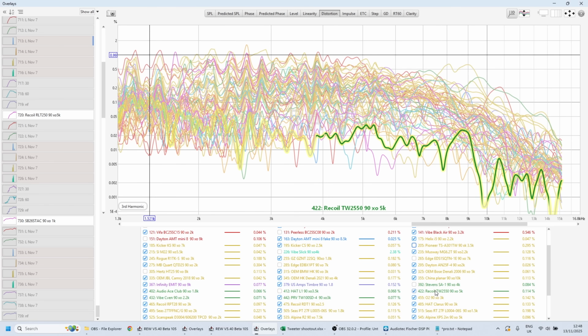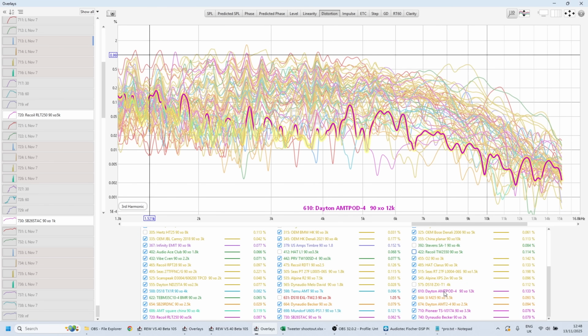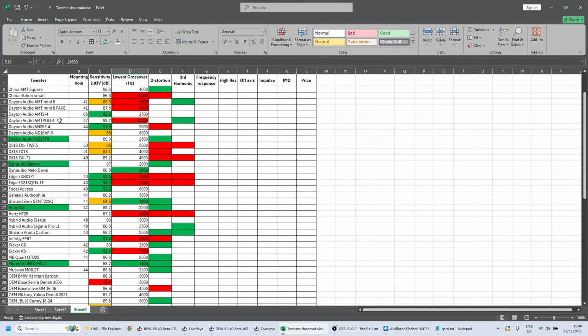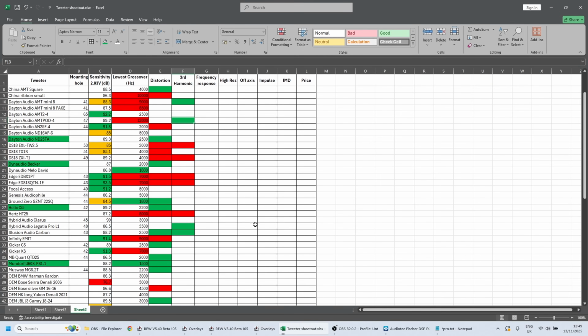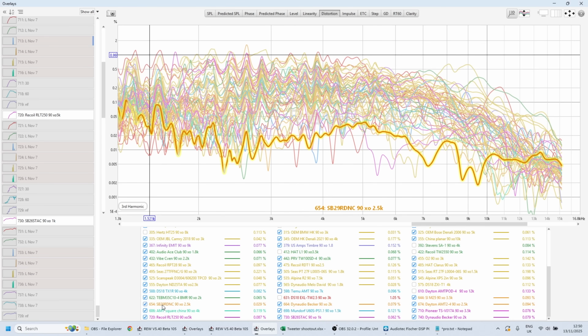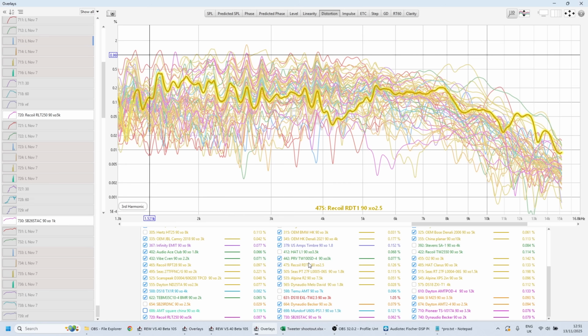Well done, Recoil. Dayton AMT Pod, very low third. Well, it has to be crossed at 12K anyway. Timu AMT as well, crossed at 7K, but if you look above 8K, it's the lowest one. So Timu AMT, wow. SB29, wow, the lowest of them all. And the AMT square, so AMTs, you can see these. Wow. Okay, SB29 and AMT square. Is this enough? Man, I could go on and on. I think it's going to be enough.